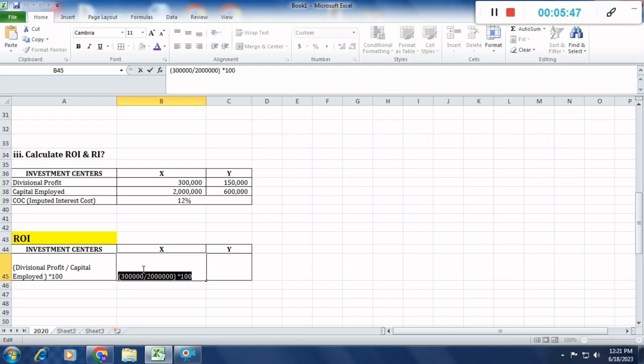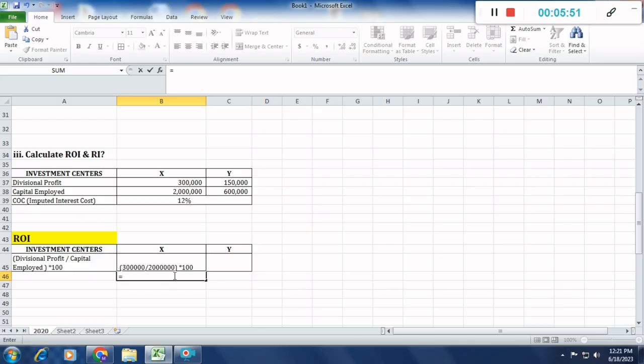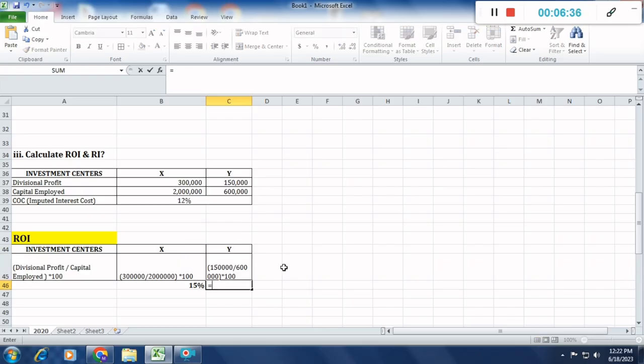The answer is 15%. So return on investment for X is 15%. And for Y, divisional profit is 150,000, divided by capital employed for Y, 600,000, times 100. The return on investment of Y is 25%.